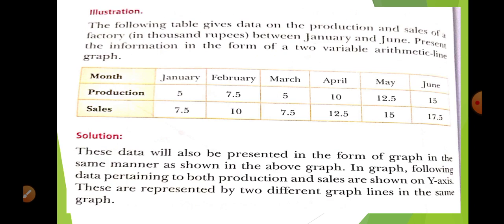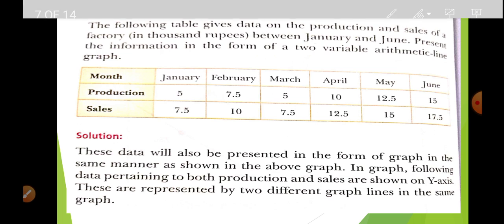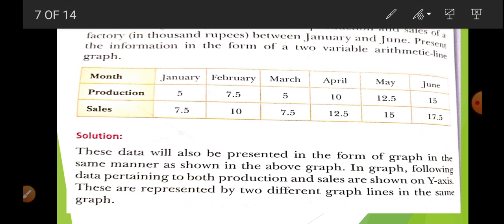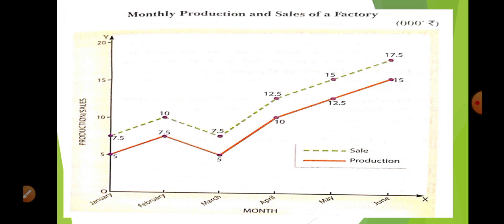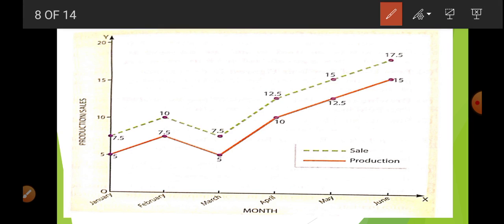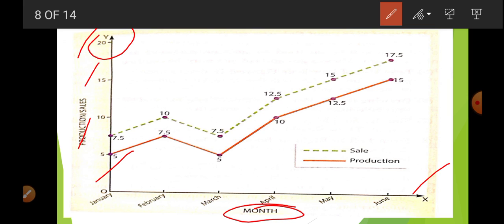So for example, in the same table we are going to add one more thing, sales. So production is given. Okay, now sales are also given according to these months. So now it is a two variable graph. Okay, so in the same way, first of all we are going to write the title. On the OX axis we are going to represent the months because time is always represented on OX axis in the time series graph, and the production and sales both we are going to represent on OY axis.